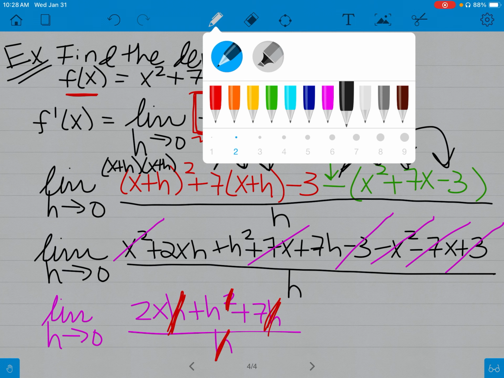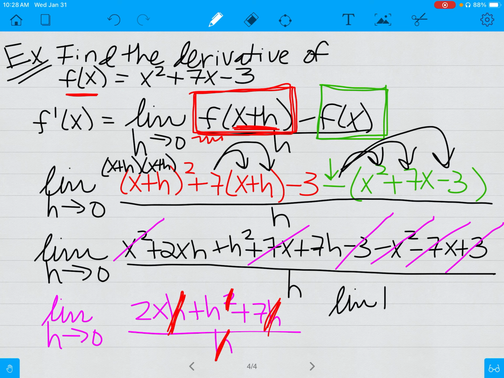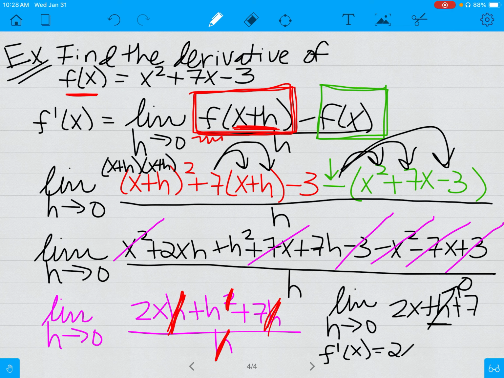So at this point, we've got limit as h approaches 0 of, what's left after all that canceling? 2x plus h plus 7. Now, as h approaches 0, that only affects this middle term, right? If h is approaching 0, that term also approaches 0. So what's my derivative? F prime of x is equal to 2x plus 7.